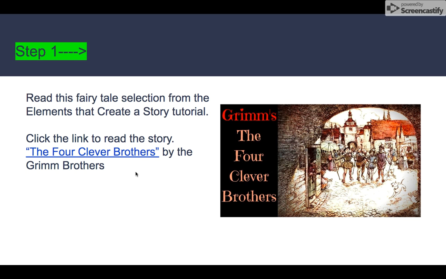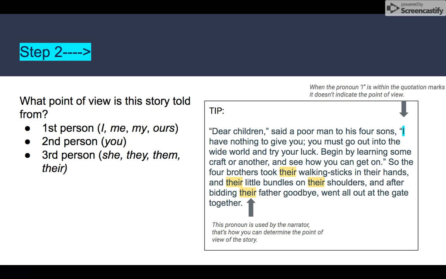It's short. Read the whole thing. It shouldn't take you more than half an hour, and then you'll be able to proceed to step 2. Step 2. What point of view is this story told from?